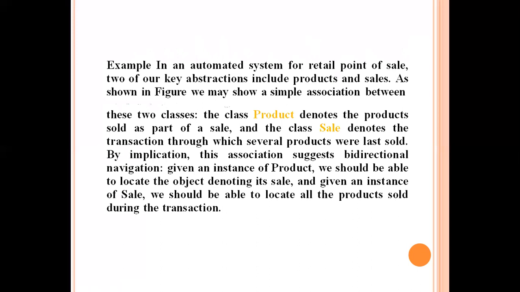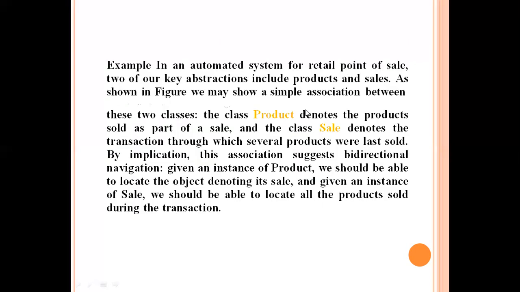For example, suppose in an automated retail point of sale system, two key abstractions include product and sale. The products belong to sales. That is, every product has some sales. As shown in the figure, there is the product and next is sale. Every product has a sale. Suppose n represents multiple products has a sale. That is, a single sale or multiple sales.